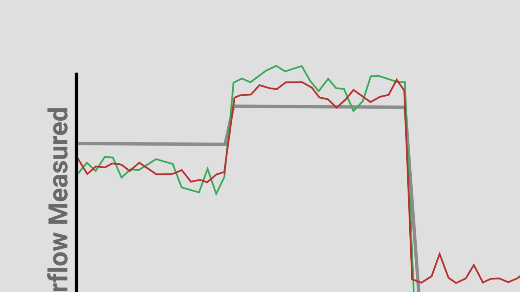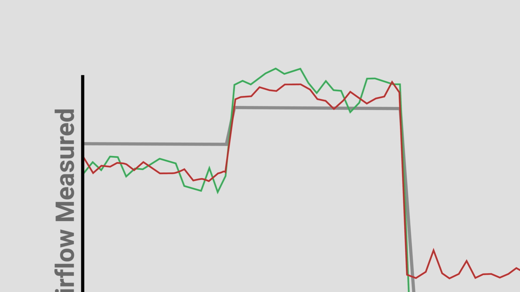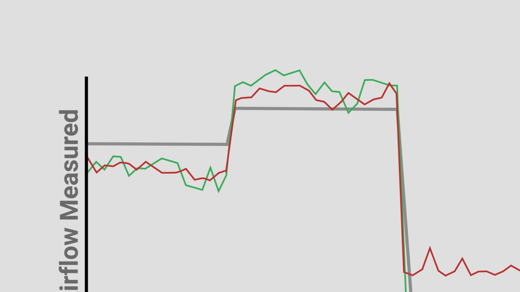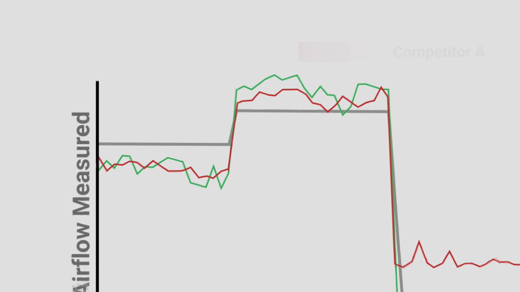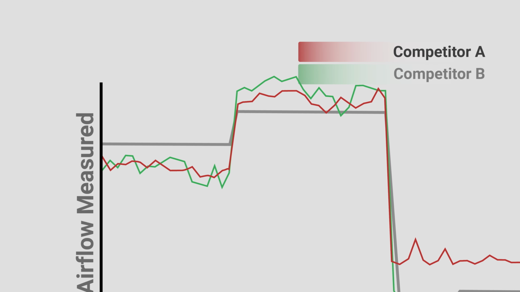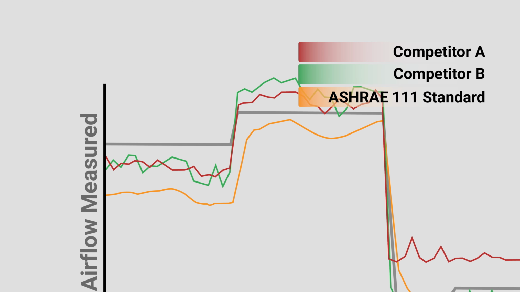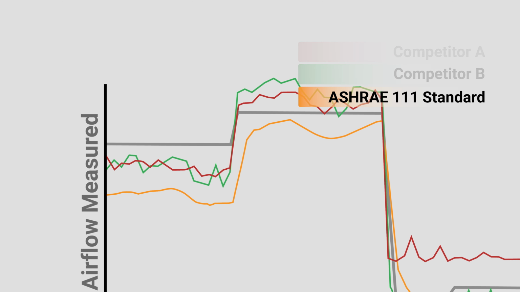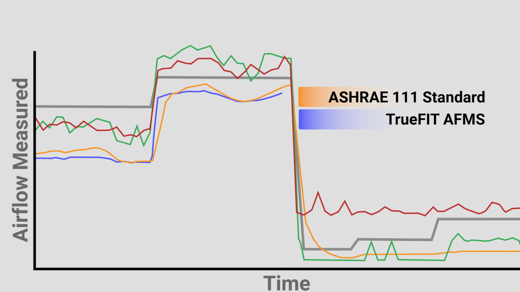In the left-hand side of the chart, where the damper is mostly open, we see the airflows track on the same relative trend line. This would be during a period of higher velocities. Competitors A and B are following the same relative trend line as the ASHRAE 111 standard, although they are producing higher than proper measurements. The TrueFIT AFMS is following the ASHRAE 111 standard closely.